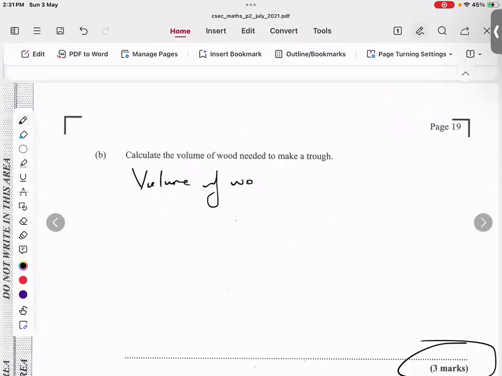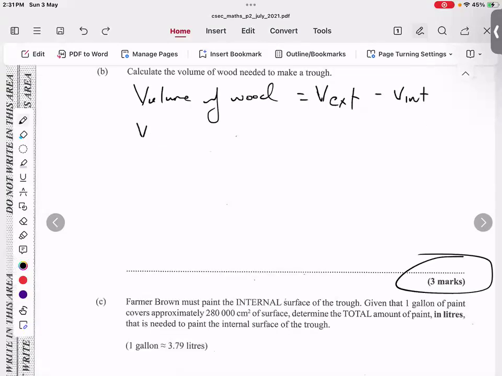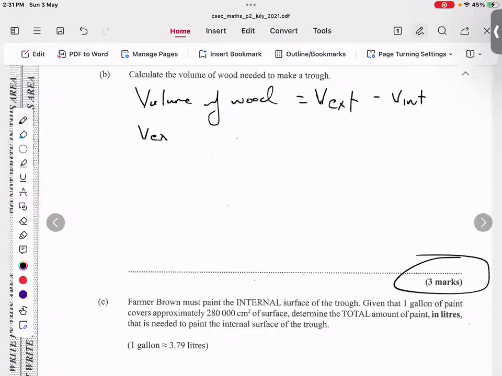So the volume of the wood would simply be equal to the volume of external minus the volume of internal. This is shorthand writing, guys. So the volume of the external trough minus the volume of the internal trough. The volume of the external trough would simply be the exact numbers that are on the diagram, which would be 300 times 190 times 160.